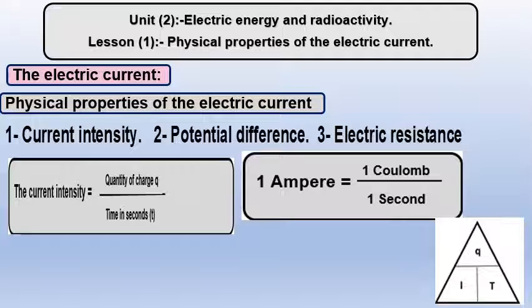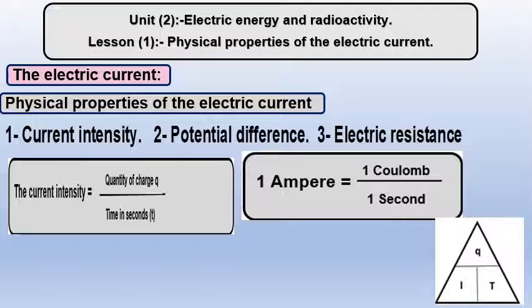Okay? And there is another relation between the electric current intensity and the time. Here the electric current intensity is inversely proportional to the time.